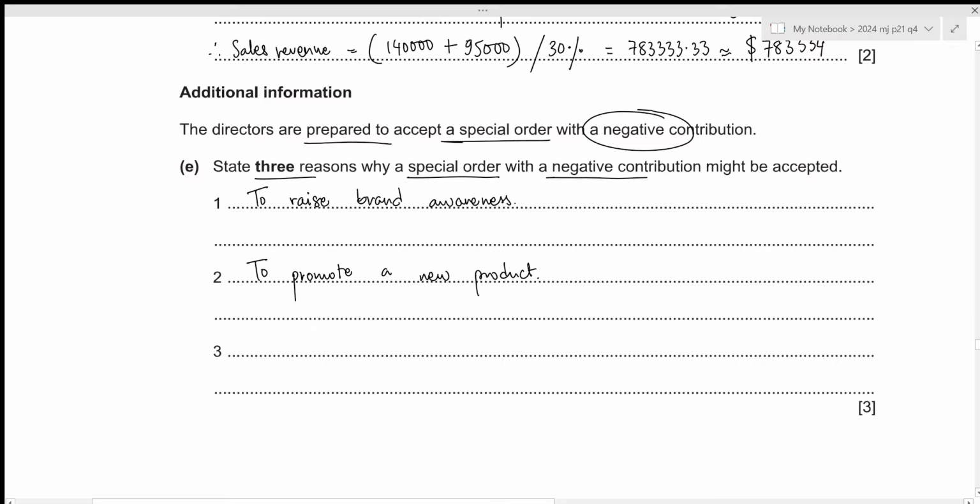And the third reason could be to dispose of discontinued inventory. Some inventory which might not be used for our regular products might be used for this special order, and that will give us an opportunity to dispose of such discontinued inventory. Let's write it down: to dispose of discontinued inventory. That is all for the fifth part. Let's move towards the next one.